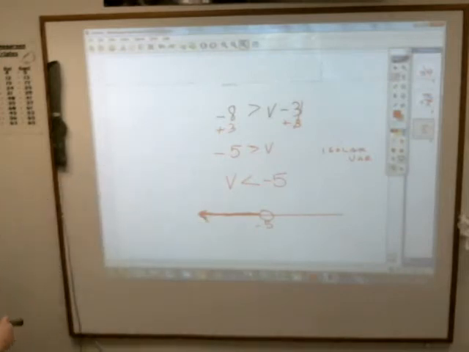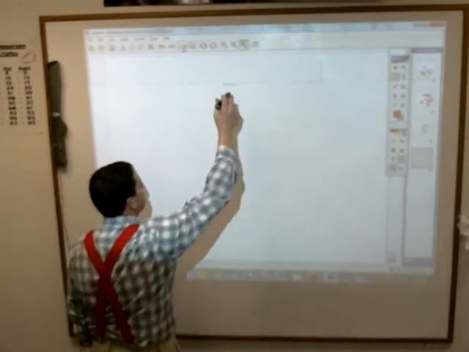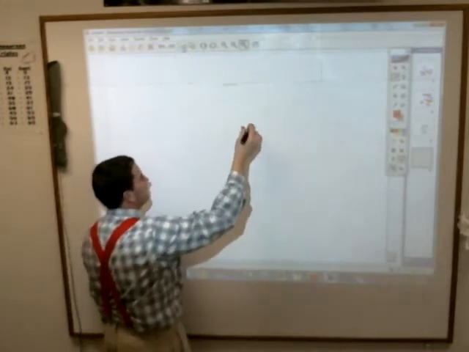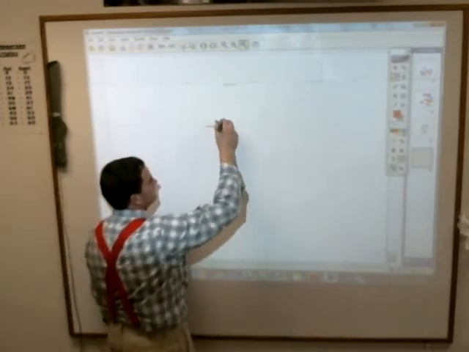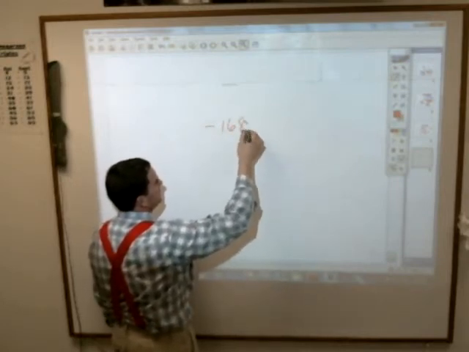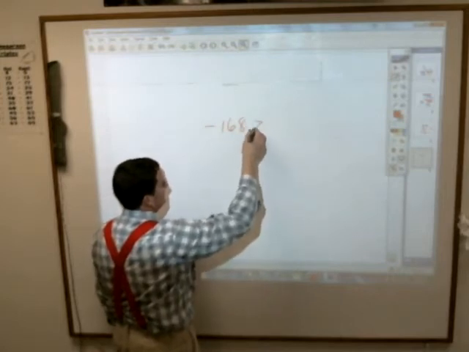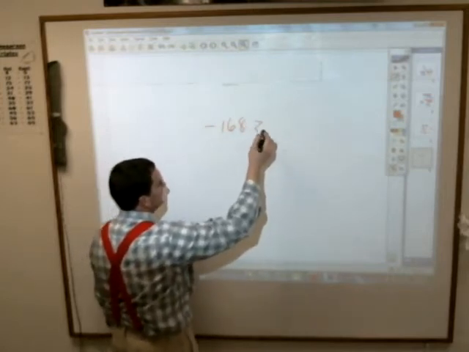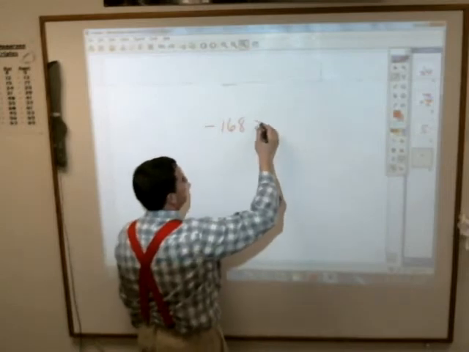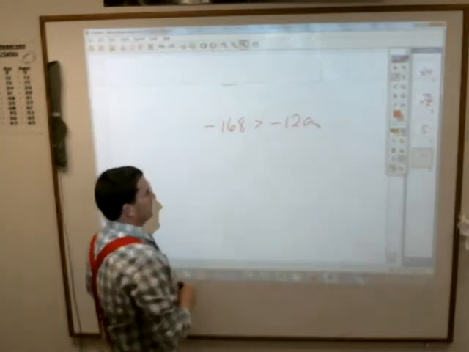Okay. See another one on that sheet that looks particularly terrifying? Negative 168. Oh, wait, you read me one? What problem is it? Number 20. Negative 168 is less than or greater than that? Going to the left. Equal sign. No. Minus 12A. Minus 12A. Yeah. Okay.